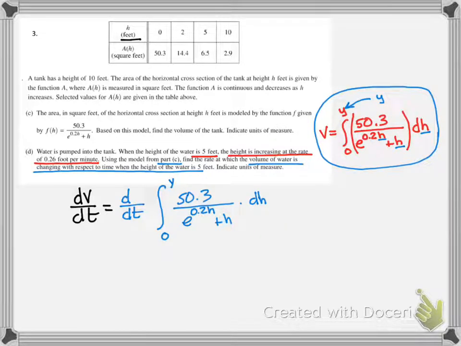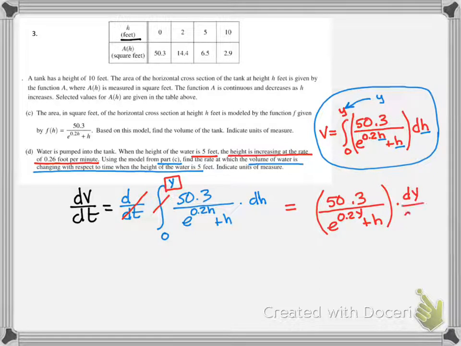And as we do, the fundamental theorem of calculus would tell us that the derivative and the integral undo each other. And so what we have is the original function 50.3 over e to the 0.2, and our value y is plugged in for h. However, like always, we must multiply by the derivative of the limit that is not a constant. So I'm going to take all of this and multiply by dy/dt.